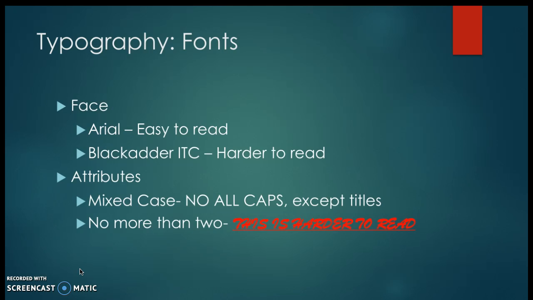It should be no more than 2 different types of attributes added to your text. So you shouldn't have a different color, underlined, bolded, italicized, different type of fonts that are hard to read, or using all caps letters. You should not use more than 2 different types of attributes. So for instance, you can maybe put something in bold and underline it as well, but you do not want to do more than that.